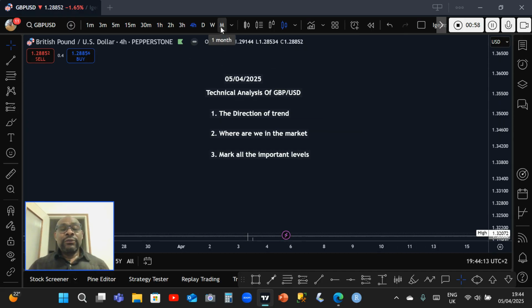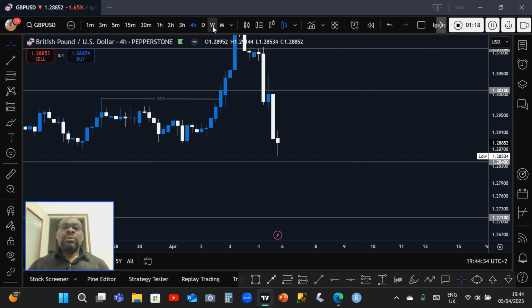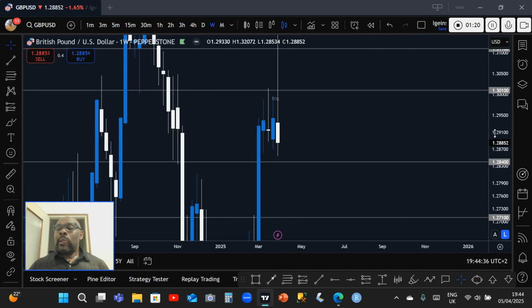So the first thing we need to do when you are doing your top-down analysis is go to the higher time frame. Now, when you go to the higher time frame, what do you need to identify there? The direction of the trend, for you to know whether you are bullish or bearish. Then let's do that. We can use the weekly.